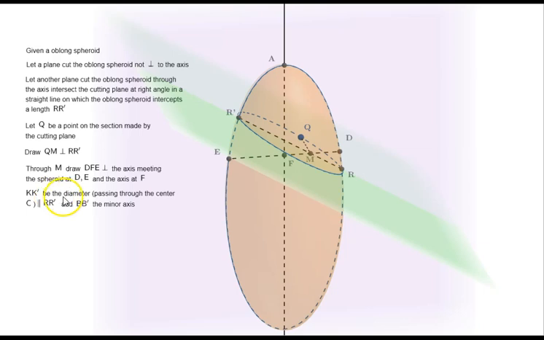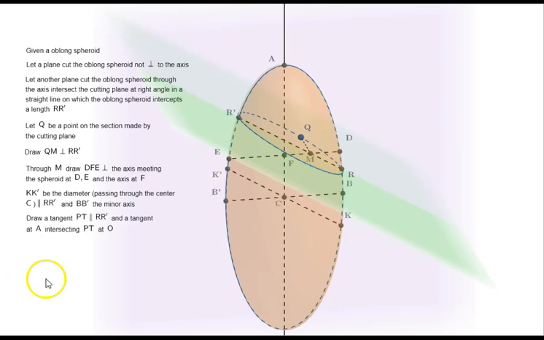Let KK prime be the diameter passing through the center C parallel to RR prime and BB prime be the minor axis. Now draw a tangent PT parallel to RR prime and a tangent at A intersecting PT at O. Draw PN perpendicular to the axis, intersecting it at N.